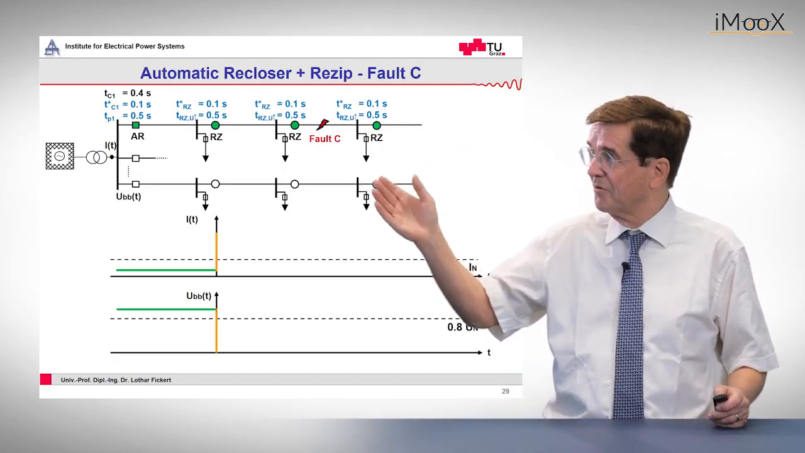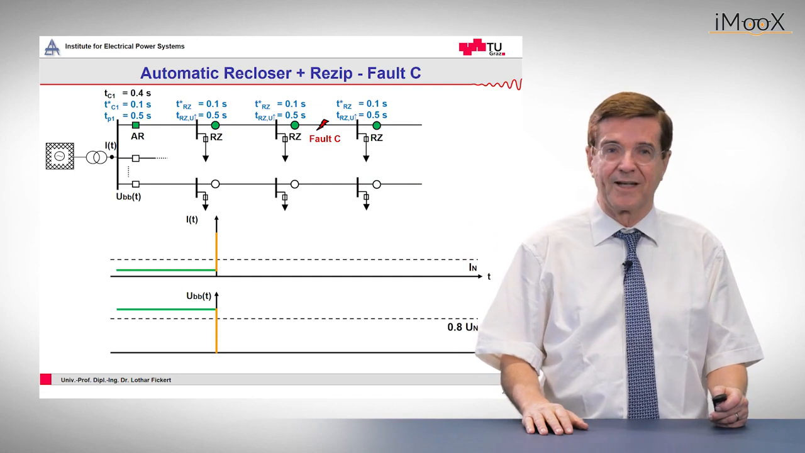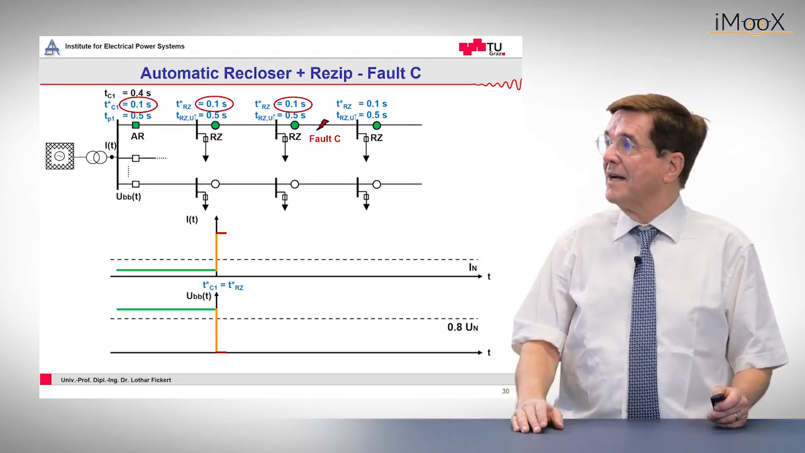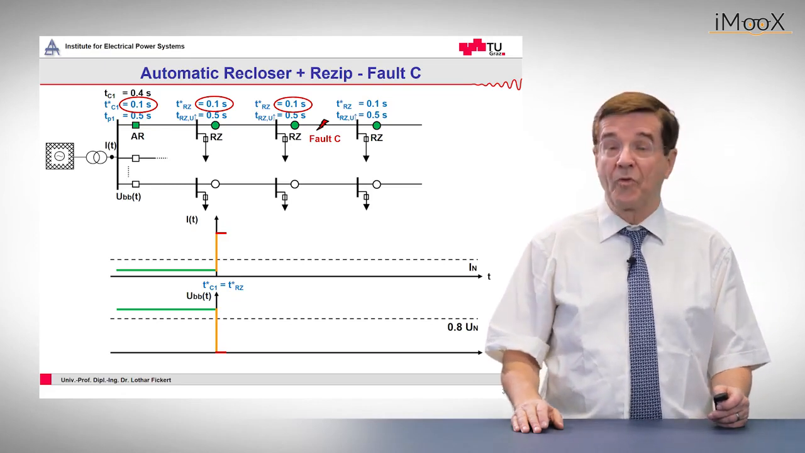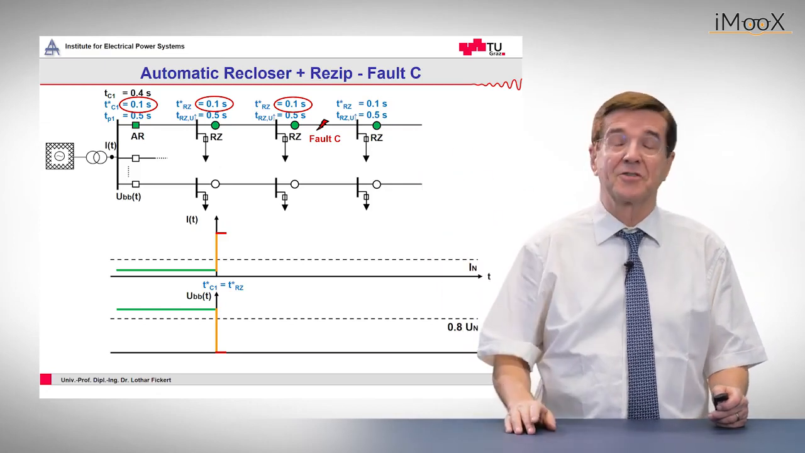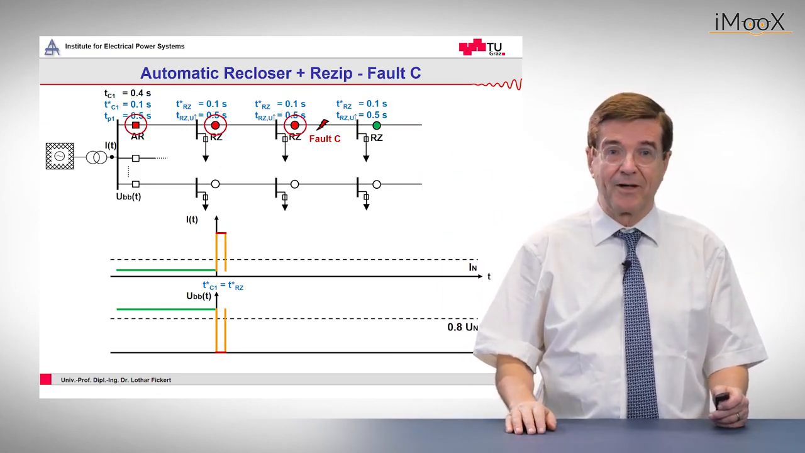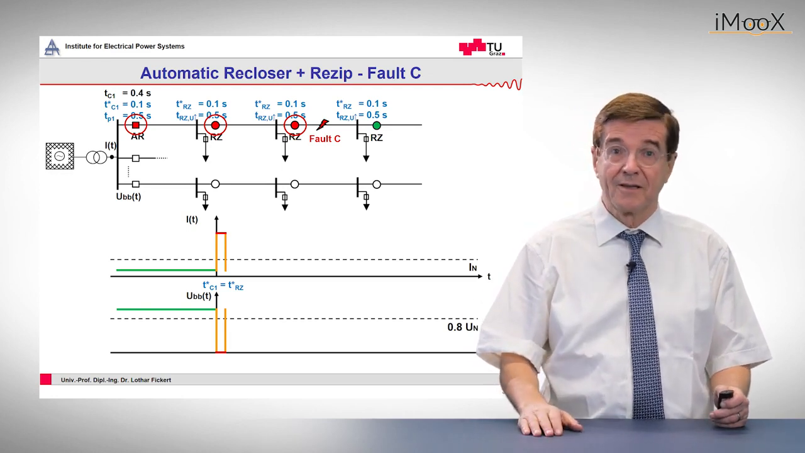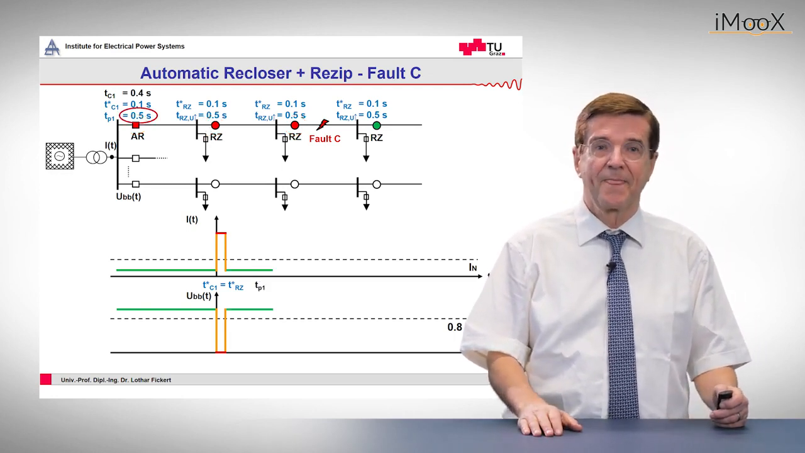So we start with the fault at the end of the line. The fault occurs, the current goes up, the voltage goes down. And after 0.1 second, all of these reclosers and the auto recloser AR at the end trip out immediately. So we have a complete loss of all substations in this line.